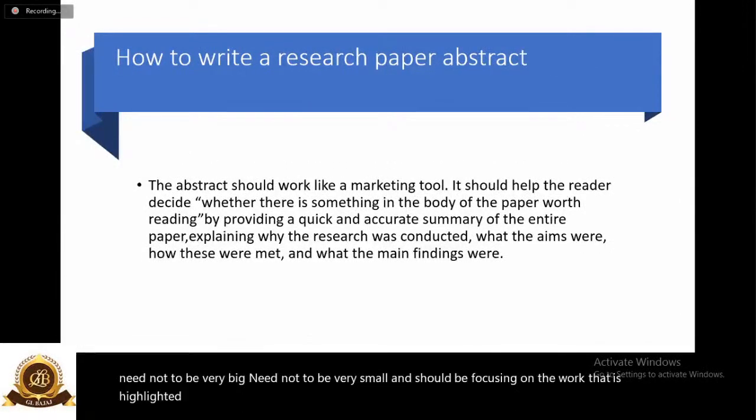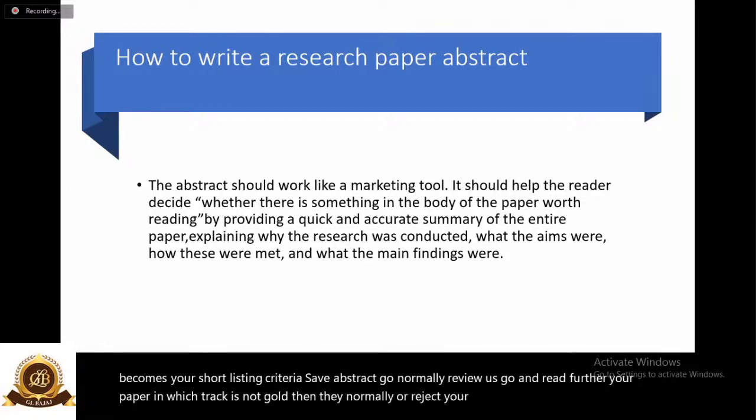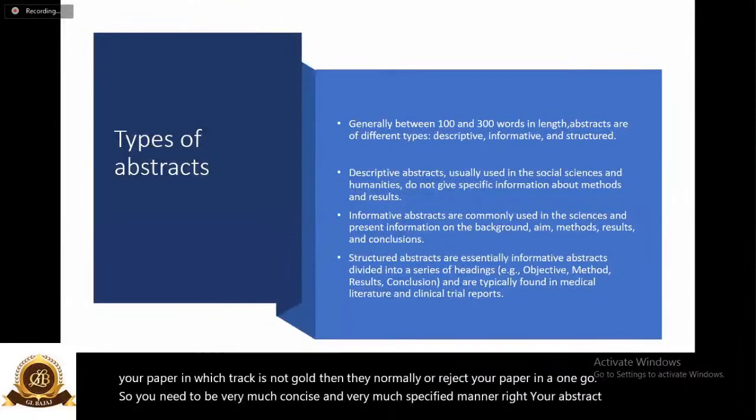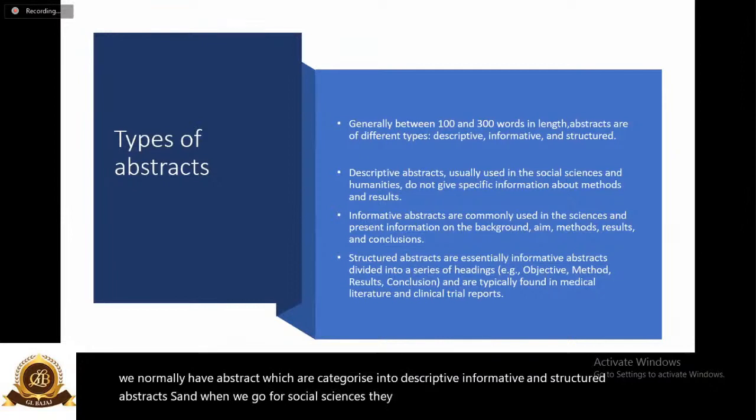And as I told you, the abstract works like a marketing tool. So the abstract becomes your shortlisting criteria. If the abstract is good, normally reviewers go and read your paper further, and if the abstract is not good, then they normally reject your paper in one go. So you need to write your abstract in a very concise and specific manner. Then we normally have abstracts which are categorized into descriptive, informative, and structured abstracts. And social sciences and humanities normally ask for descriptive abstracts.